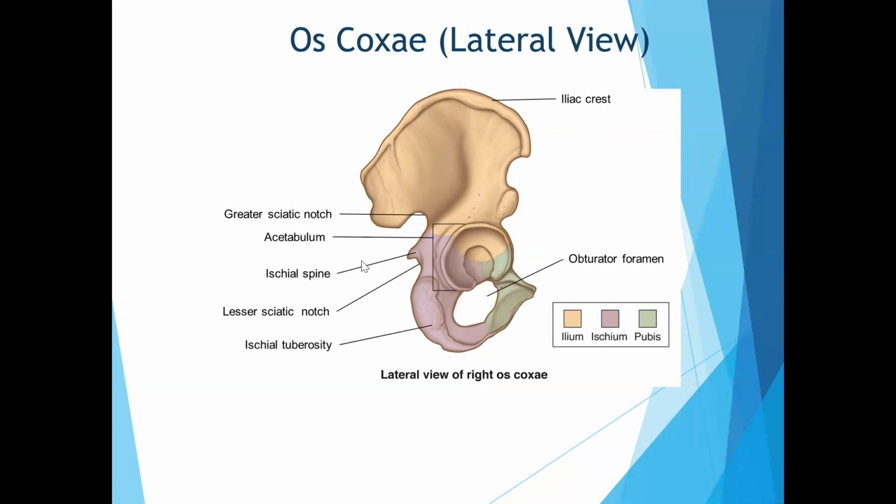Some of these I don't need you to know. The main one that I want you to keep in mind is the acetabulum, which is your hip joint, and the ischial tuberosity is your sit bone. That's the bone that you sit on, and your hamstrings attach to that as well.